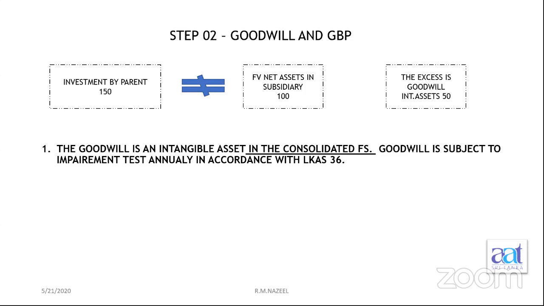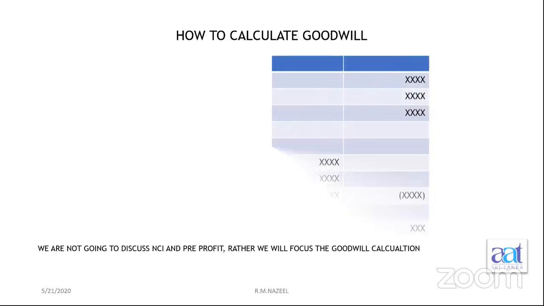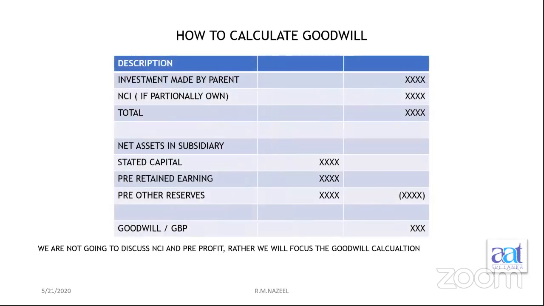But in this slide, the very important thing is, if you find a difference, an excess, that excess is the goodwill, right? So you need to record that in the consolidated balance sheet as an asset, specifically an intangible asset. Now, in the next slide I have given how to calculate goodwill. This format is a very comprehensive format of calculating. We might not be using every aspect of it.